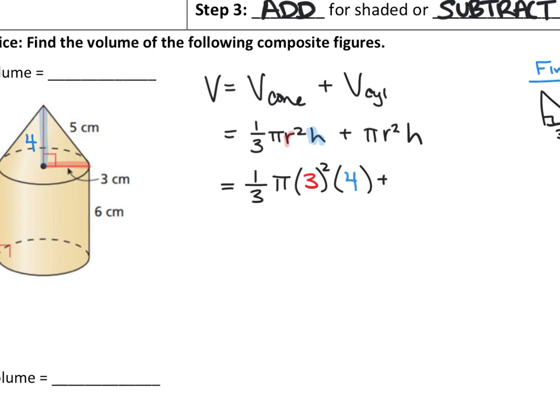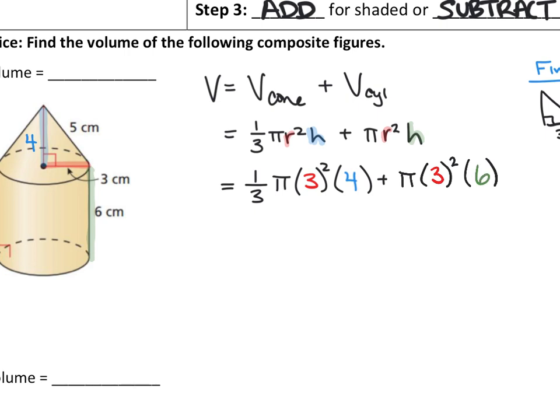To do the cylinder, I'm going to bring down the pi, but I need a radius again, and then I need the height of the cylinder. Well, the radius of the cone and the radius of the cylinder, since they match up, is going to be the same, so that's 3. What is the height of the cylinder? 6. That's where we put the 6.